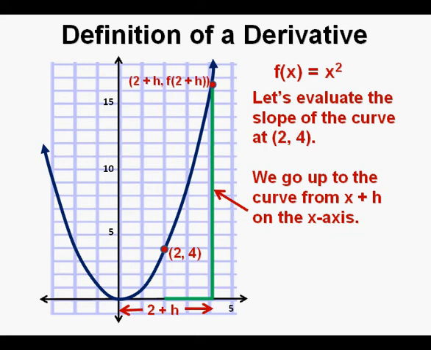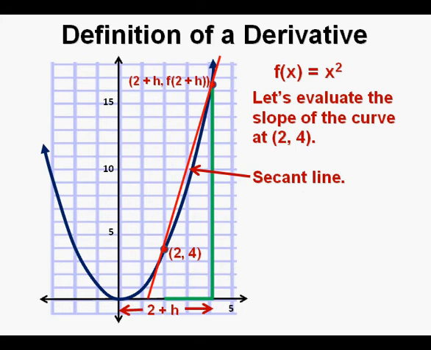And the coordinates of this new point on the curve are 2 plus h, comma, f of quantity 2 plus h. f of 2 plus h, or f of quantity 2 plus h, just means the y value for an input to the function of 2 plus h. Using these 2 points, we can create a secant line. A secant line is a line constructed from 2 points on a curve. The one drawn here is in red.